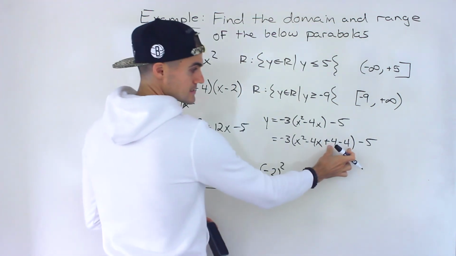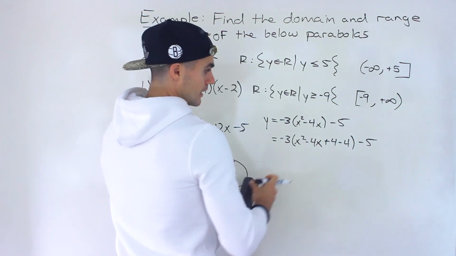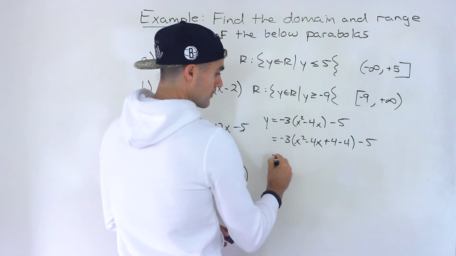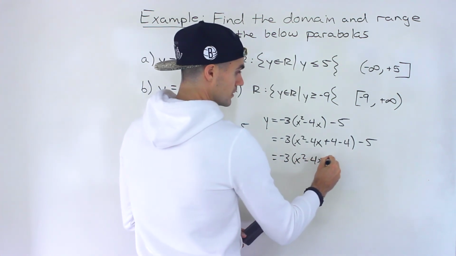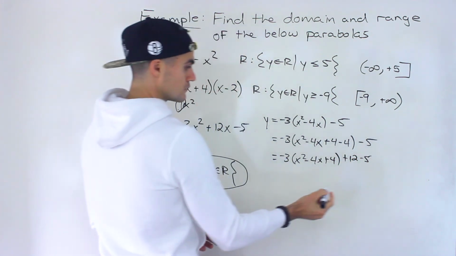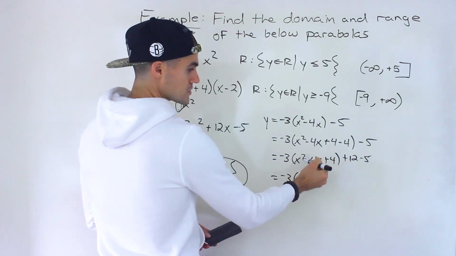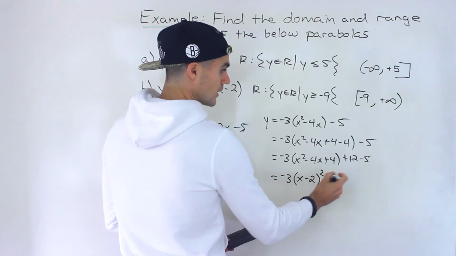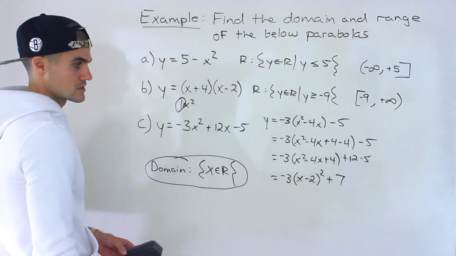So it's like we're adding 0 here. The reason why you want to do this is we take the -4 out, and then when we take the -4 out, we have to multiply by this -3. So we'd end up with x squared minus 4x plus 4 plus 12 minus 5. And now this will always be a perfect square trinomial. This is going to factor into x minus 2 squared, and then 12 minus 5 gives us 7.